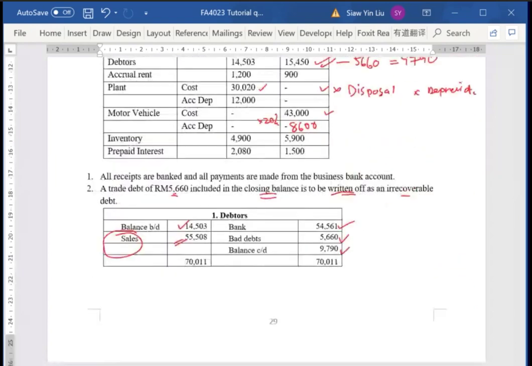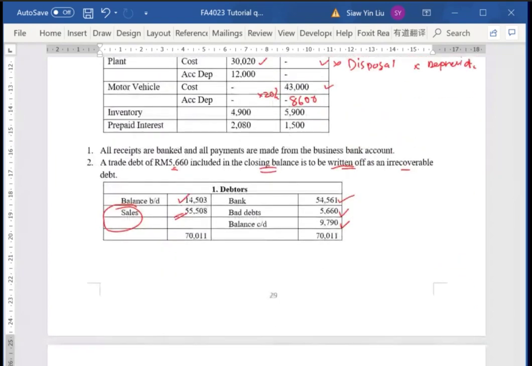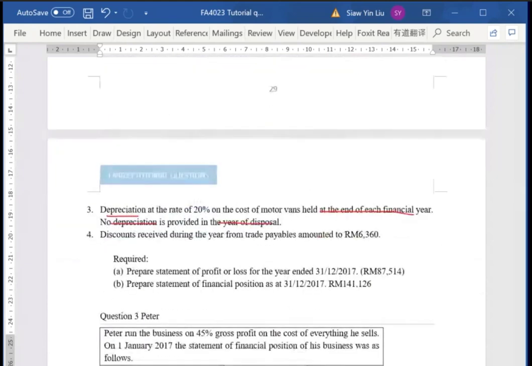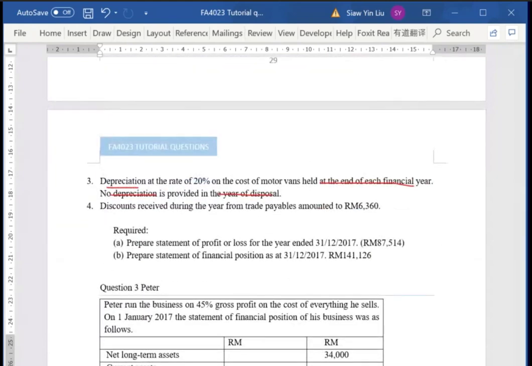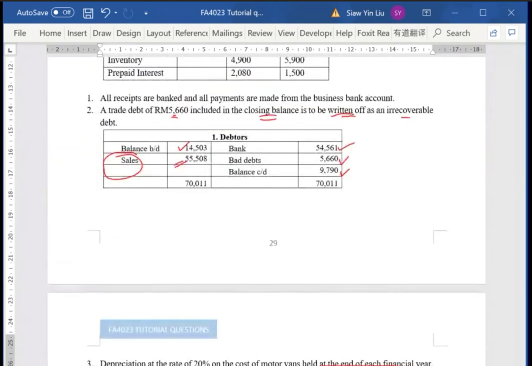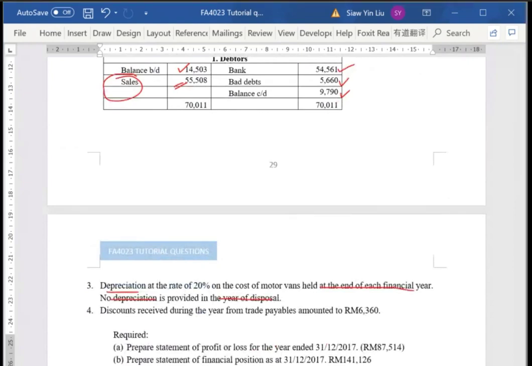Okay, now next thing is this one, adjustment number 3 done. Then number 4, discount received from trade payables. So you need to open a trade payable account. So if you look at here, in your trade payable account, you should have opening, then closing, bank amount, as well as your discount received.